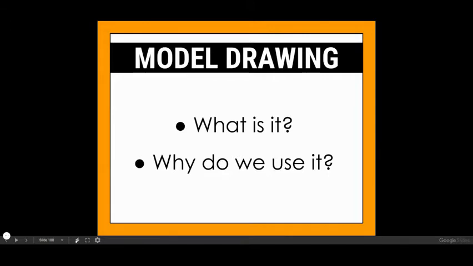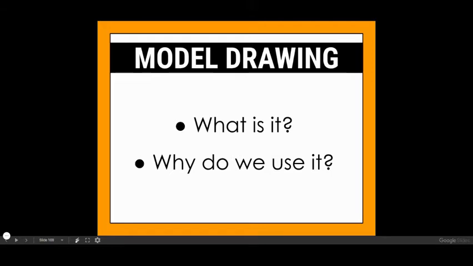Model drawing is a system that we use for solving word problems or story problems. We start using it now in second grade, and this is a system for solving these that you can use all the way into high school when you get into algebra. This system allows you to visualize the problem.